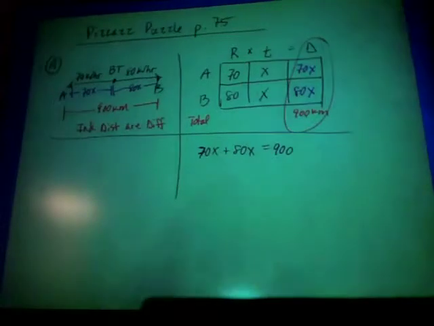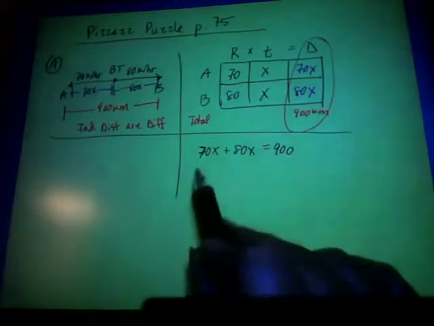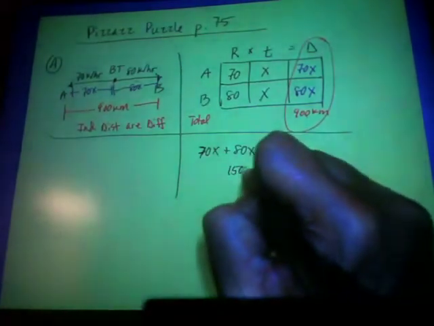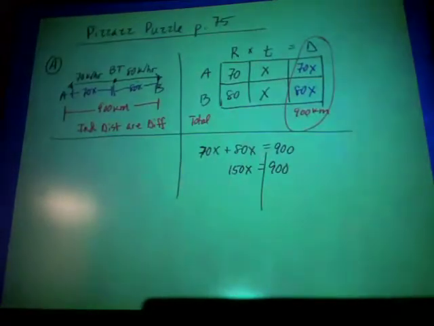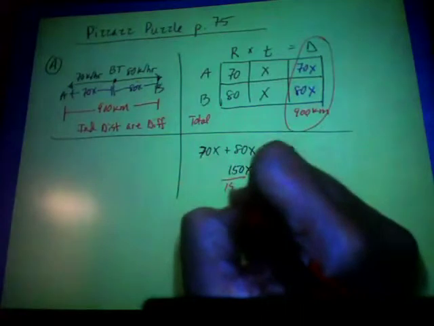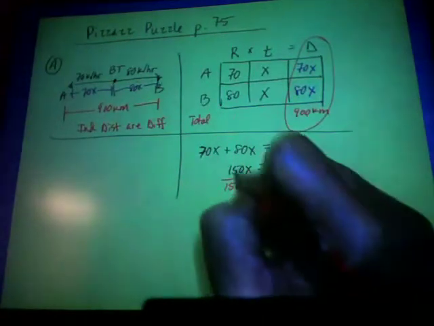Right? So now you're gonna start using your algebra. So you've taken away the story, and all you have left is the algebra. So 70x plus 80x is 150x equals 900. Do not lose that equal sign, right? Then how do you solve for x? So divide both sides by 150.